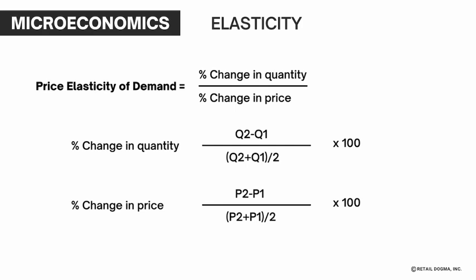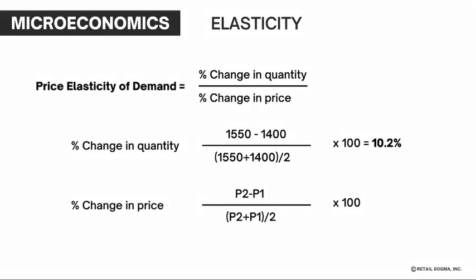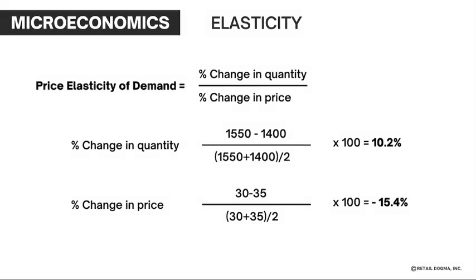To calculate percentage change in quantity, we calculate 1,550 minus 1,400 divided by the average of 1,550 and 1,400 and then multiply by 100 to get the percentage. So the result is 10.2%. It means the quantity has increased by 10.2%. We apply the same formula for the change in price and we get a change of minus 15.4%. This means as the price has decreased by 15.4%, quantity has increased by 10.2%.